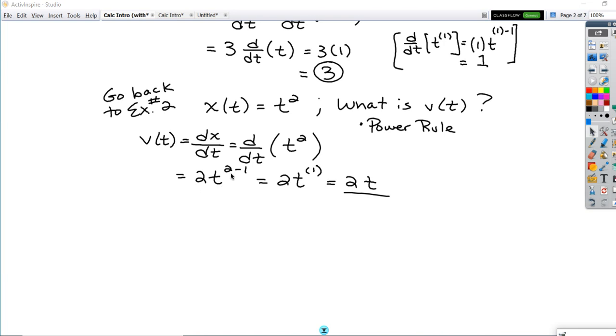And so you get 2 times t to the 2 minus 1. 2 minus 1 is 1. There's no need to keep that there. And so we're left with 2t, and that's what we know the answer to be.